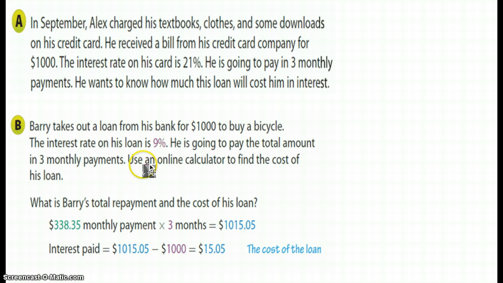They're asking us to use an online calculator to find the cost of the loan, and they give us some information. What is Barry's total repayment cost? It's $338 a month times 3 months, and they give the amount of money, the interest paid, and the cost of the loan. But what we want to determine is how he came up with this information, and we're not going to use an online calculator.